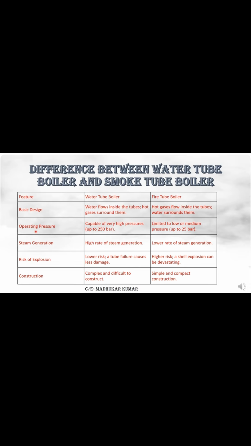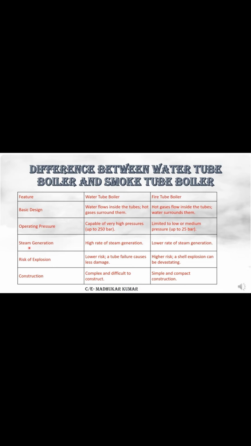Next, operating pressure. The water tube boiler is capable of very high pressures, up to 250 bar. Basically, in the marine sector, this is not there. We are utilizing up till 25 bar, especially in the merchant navy part. And the fire tube boiler is limited to low and medium pressure, up till 25 bar, but in the marine sector it is maximum 10 to 12 bar, so 5 bar to 10 to 12 bar. So this is the operating pressure.